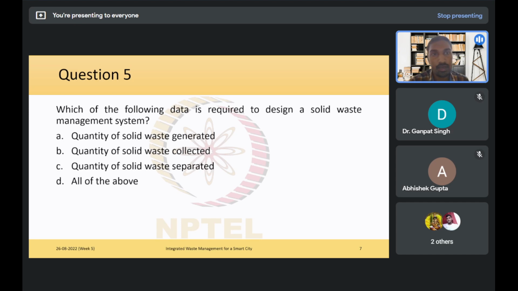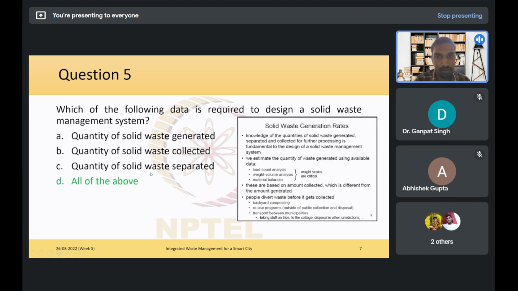To have a good design of a solid waste management system, it is necessary that we know all of these three quantities. How much waste is being generated tells us how many trucks are needed. The total amount of waste generated will tell you the scale at which you will be operating, how much waste you'll be dealing with. The quantity of waste collected is how much waste will need to be collected, or taken by the waste management system.